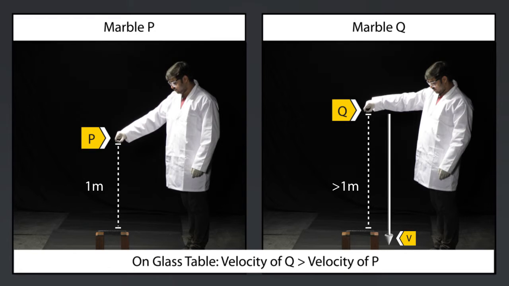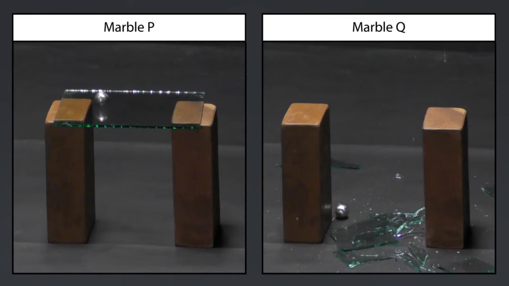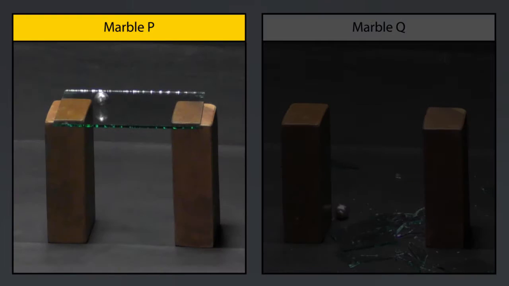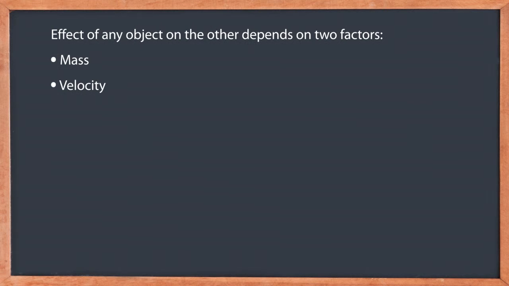Hence, the effect of marble Q on the glass pane is greater than that of P. That's the reason marble Q shattered the glass pane, while marble P did not have much effect on the glass pane. Based on these observations, we can say that the effect of any object on the other depends on two factors of the object causing the effect, namely its mass and velocity.